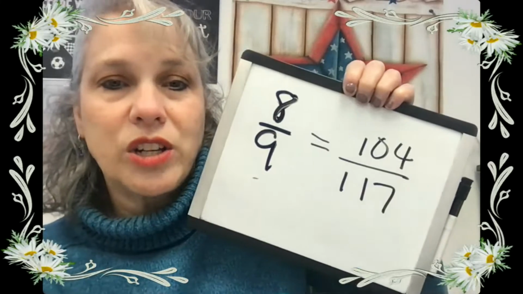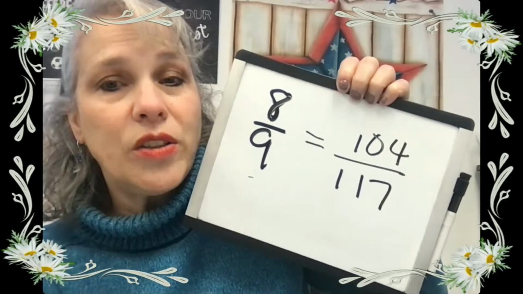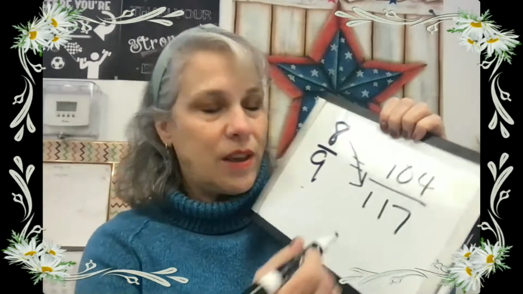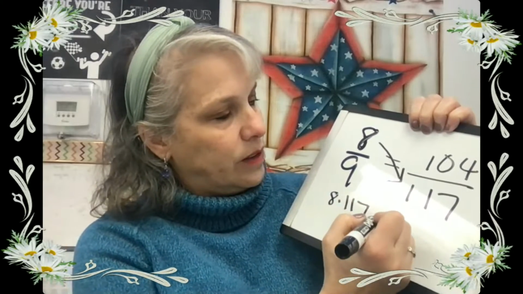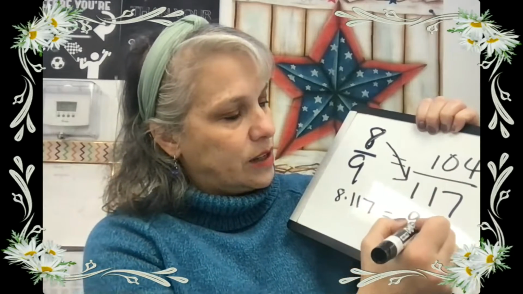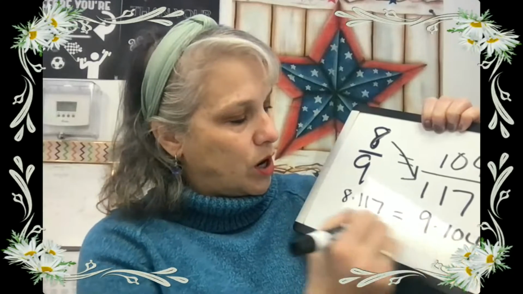Let's try 8/9 and 104 over 117. Okay, do these two fractions equal each other? Are they equal? So we're going to try cross multiplication. So we're going to do 8 times 117, and is that equal to 9 times 104?